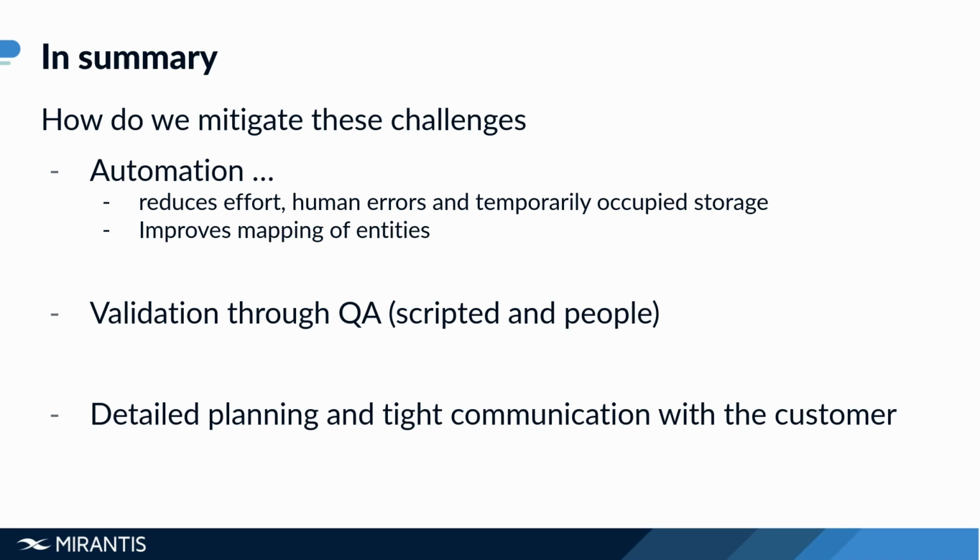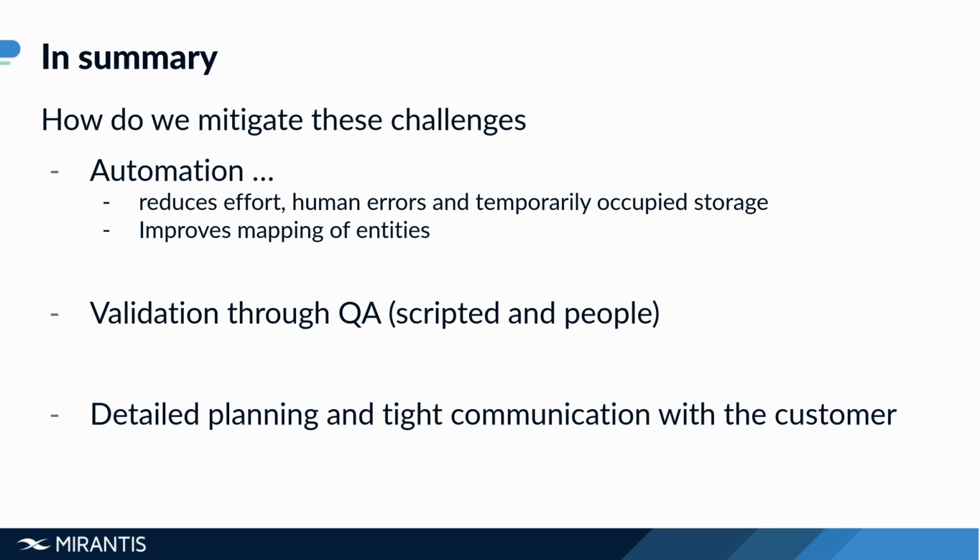And automation improves the mapping of the entities for sure. The validation also goes through QA, right? It contains two parts. As I already mentioned, it's automation. We have QA engineers who maintain these pipelines. There are several scripts in there to check all the standards, right? So FIPS and CIFS and stuff like that.